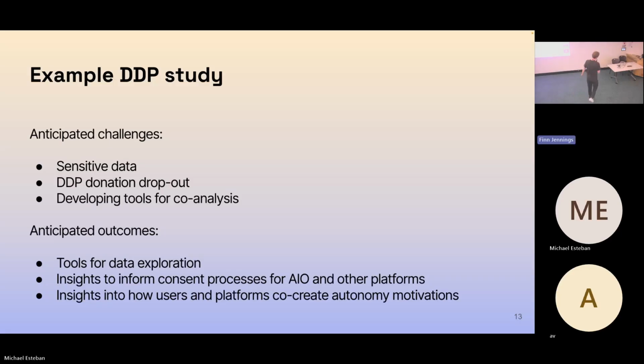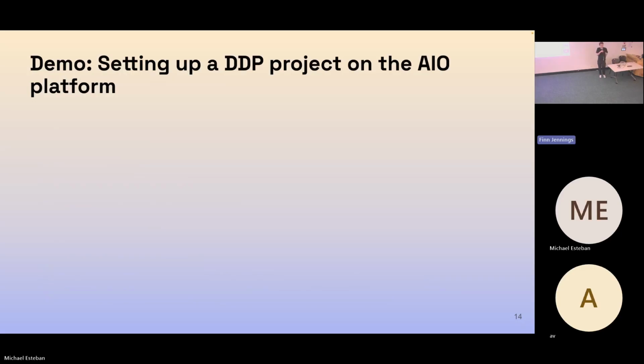Okay, so we're going to keep moving on now. And as I said at the beginning, I'm going to show you a bit of a demo about how you might set up a DDP project on the Australian Observatory platform. So there's a bit of a disclaimer. This is still under development. It's not yet in the wild. But I'll show you, I guess, some of our thinking about what we've been doing.